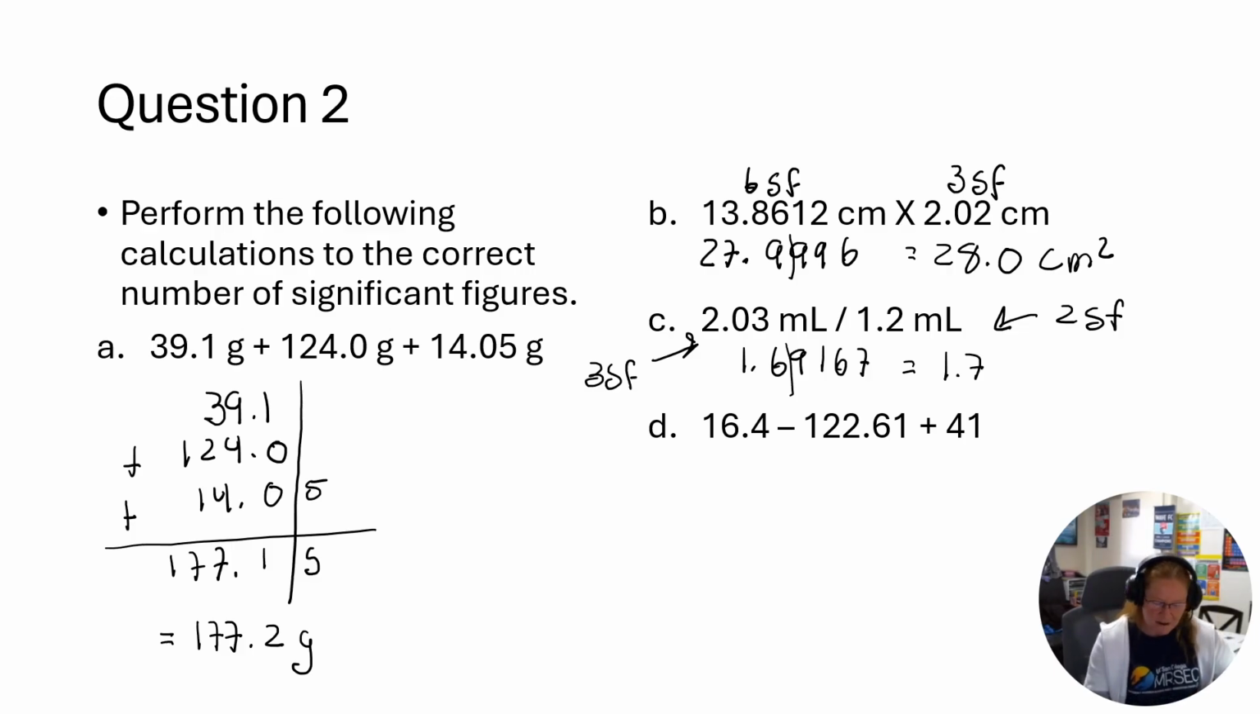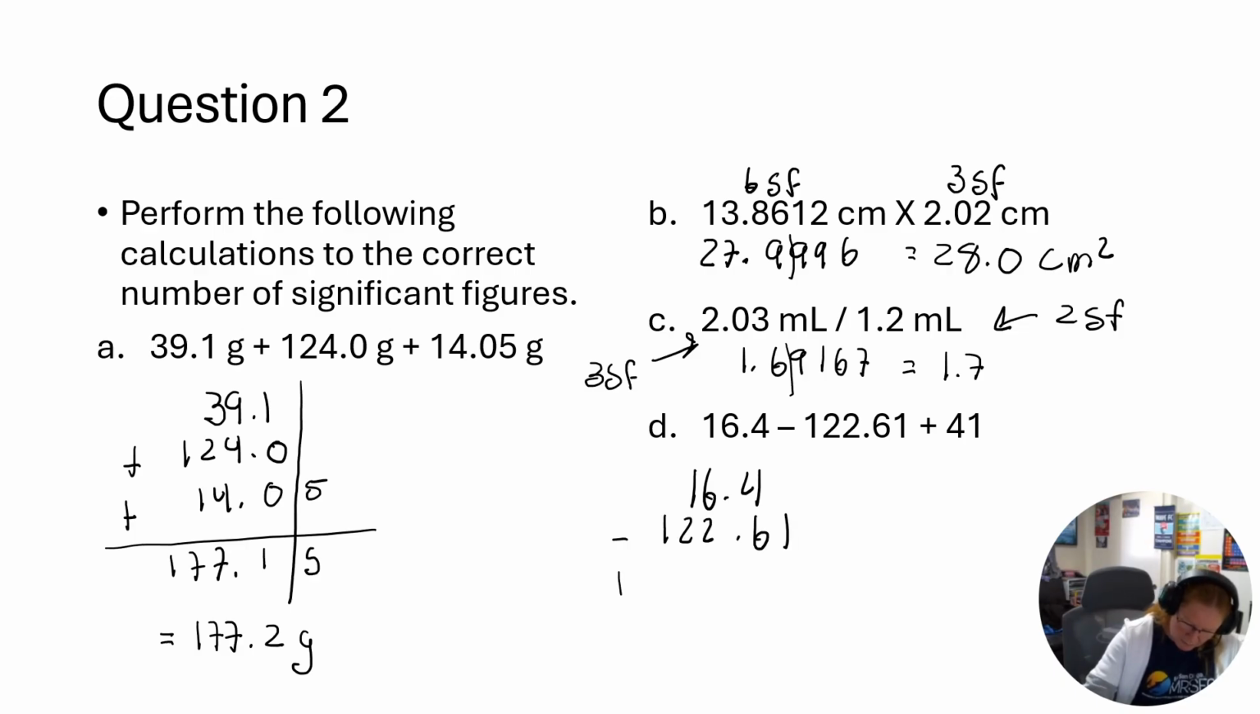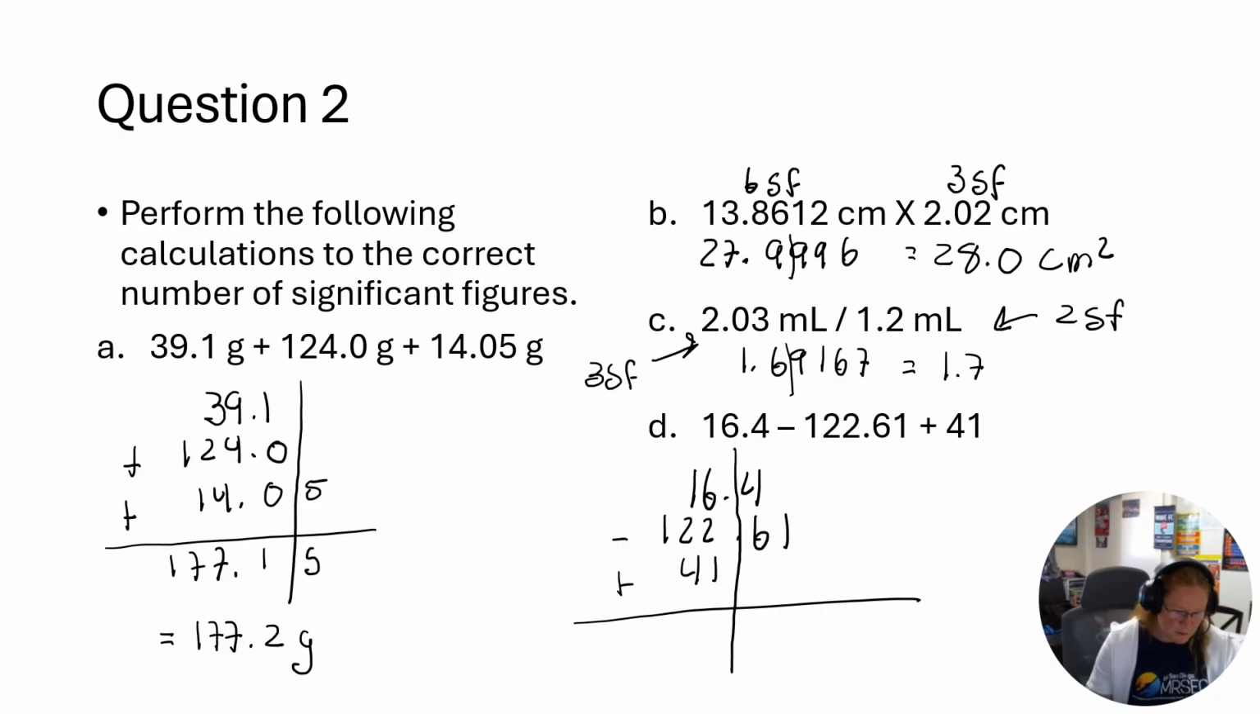Okay? All right, and then the next one is addition and subtraction again. So we're going to line it all up and look at the total number of decimal points, not total number of sig figs. All right, so I'm going to get 16.4 minus 122.61 plus 41. All right, so we're going to draw our line there because there's no decimal points in 41. So we'll do the math. We're going to get negative 65.21. We can't keep any decimal points, so our final answer will be negative 65.